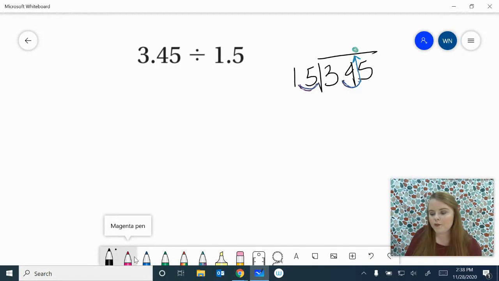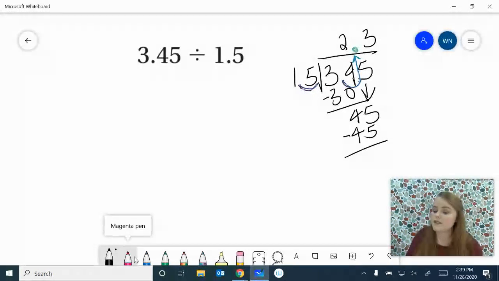Now remember, we brought it up, but it's super important that you keep your work really neat. All right, 34 divided by 15 is 2 because 2 times 15 is 30. Then 45, because I brought down that 5. 45 divided by 15 is 3 because 3 times 15 is 45. It helps to know your multiples of 15. So our answer to 3 and 45 hundredths divided by 1 and 5/10 is 2 and 3/10.